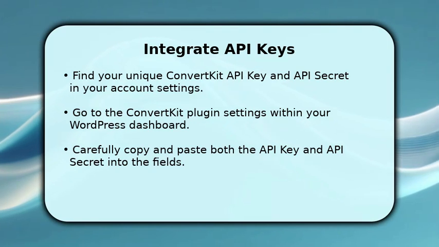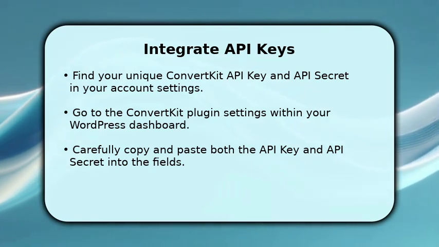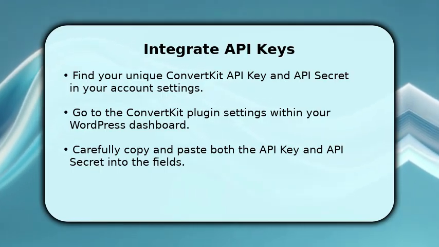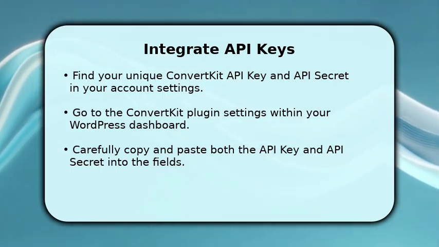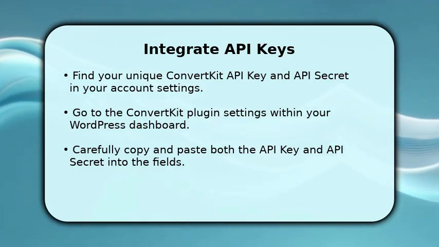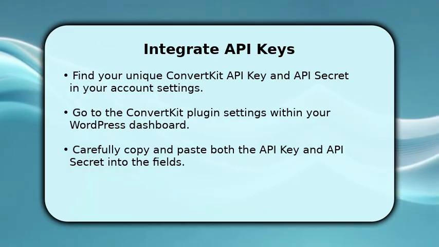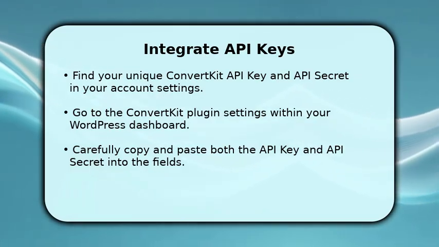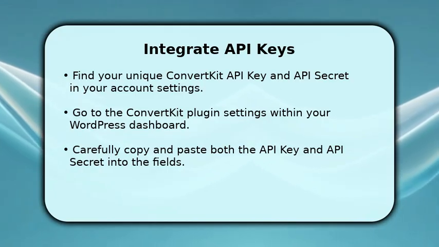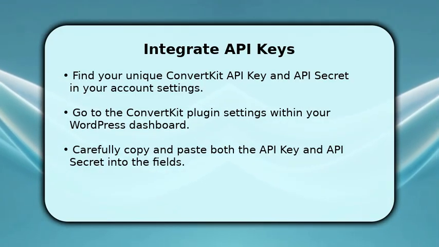Next, you will integrate your ConvertKit API keys. Log into your ConvertKit account and locate your API key and API secret under your account settings. Back in WordPress, go to the ConvertKit plugin settings. Copy and paste these two unique keys into their respective fields. Saving these credentials securely connects your WordPress site to your ConvertKit account, allowing data to flow between them.